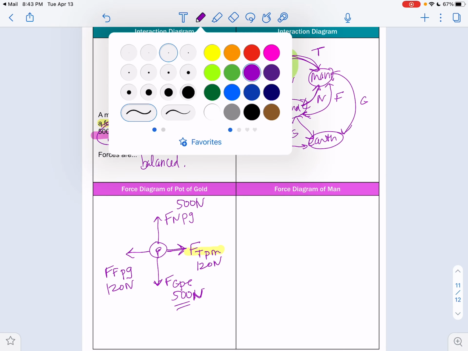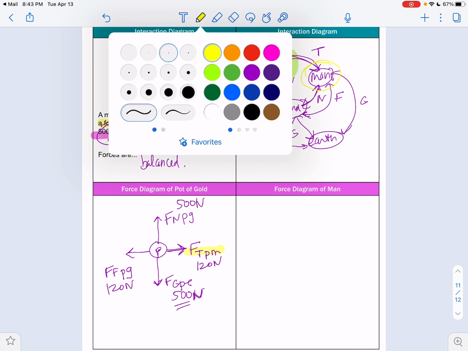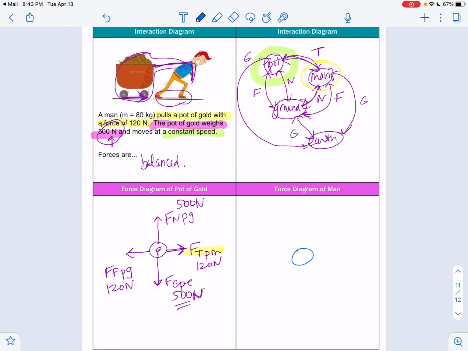Next, let's look at the man. The man is getting 4 interactions. So the man also gets a gravity, Fg, man, earth, and upward, Fn, man, ground. So that takes care of those two.